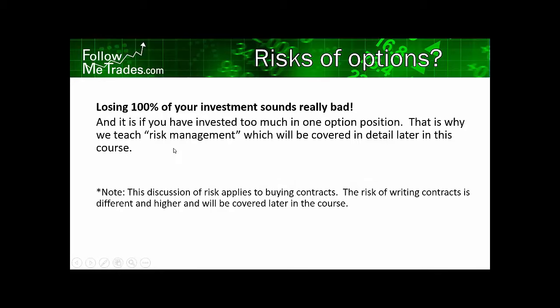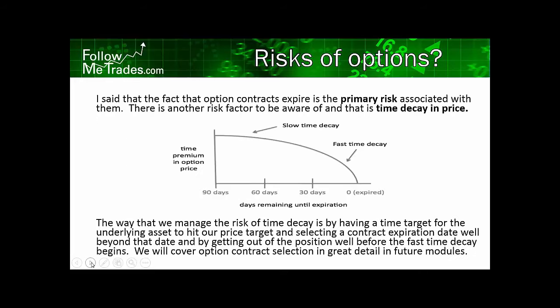So we controlled our loss here, even in the worst case example. Losing 100% of your investment sounds bad, but it only is if you've invested way too much. That's why we teach risk management and how to manage that. Again, we're talking about buying contracts. The risk of writing contracts is different, it's higher, and we go into that a little more in Module 2. There's another risk associated with option contracts, and that's called time decay.